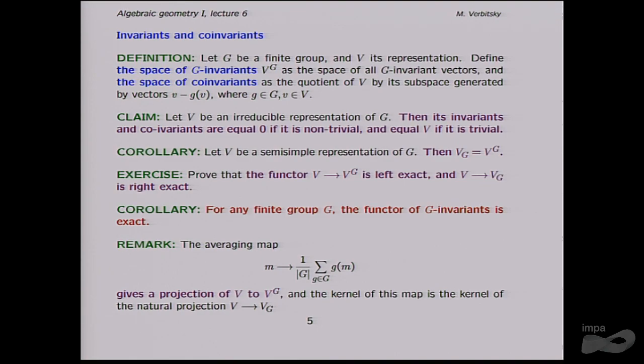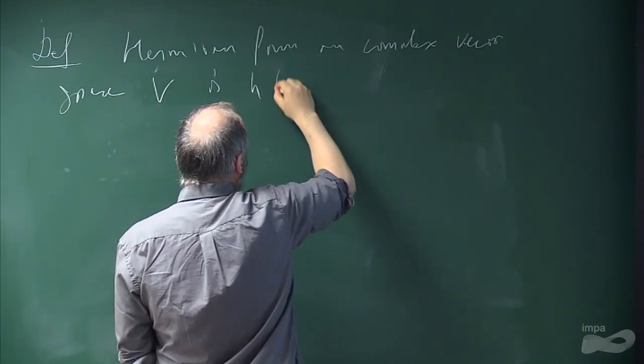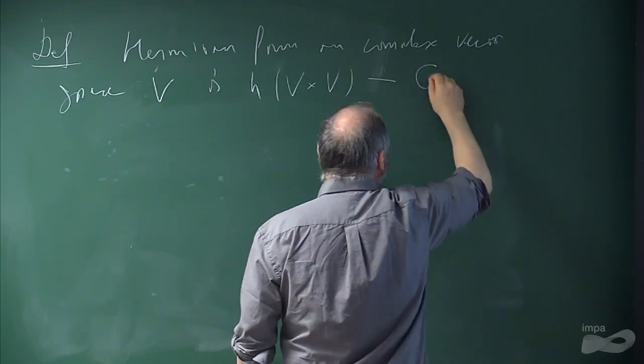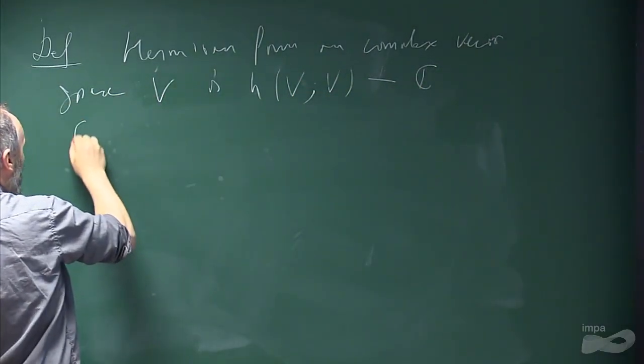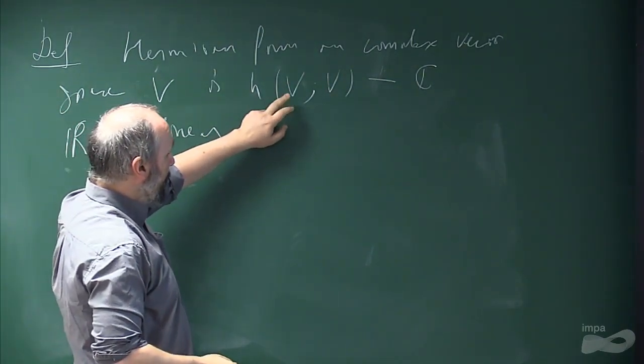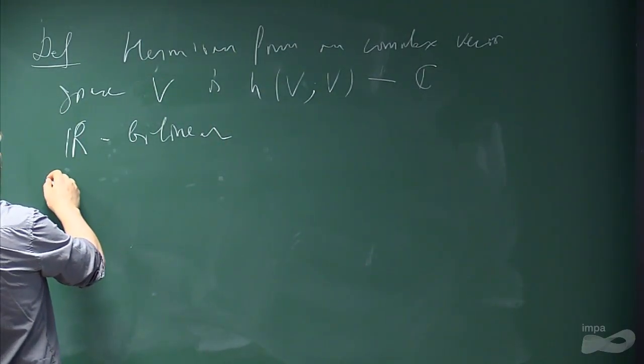So by definition, a Hermitian form on a complex vector space V is H, which takes V times V to C. So it's bilinear, R bilinear, in the sense that if you multiply this by a real, the result will be multiplied by a real. R bilinear, and with the following properties.